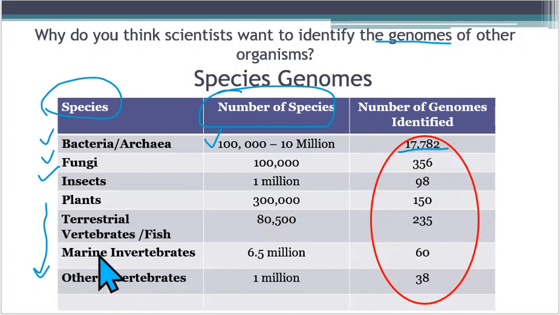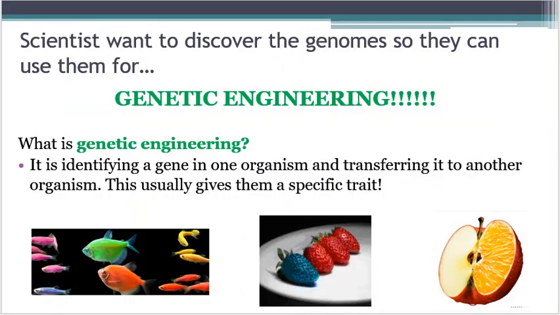Whereas if you look at a vertebrate, like you are a vertebrate because you have a vertebra spinal column. So these are all organisms that don't have a spinal cord. Anyway, it's just showing you that even though there are the same DNA code, all these organisms are different. There's so much different potential for genes that we could use. So we want to discover the genome so that we can use them for genetic engineering.